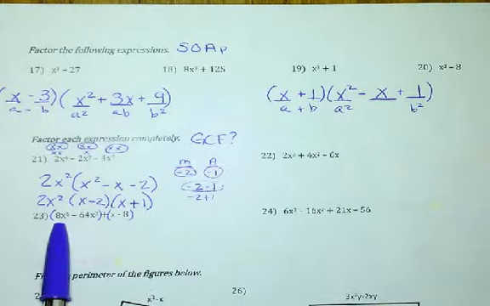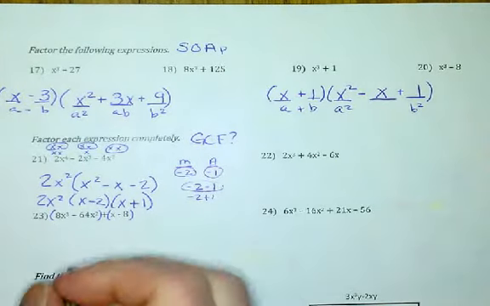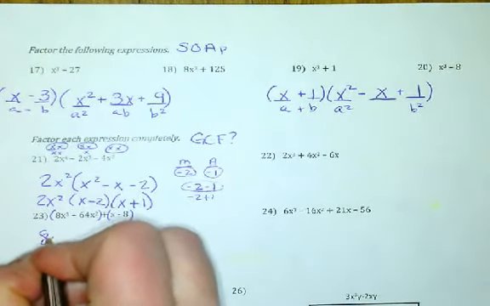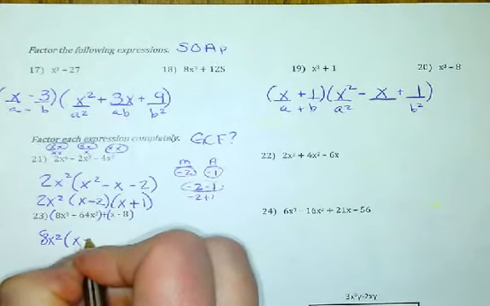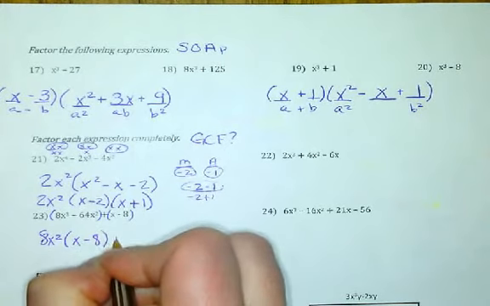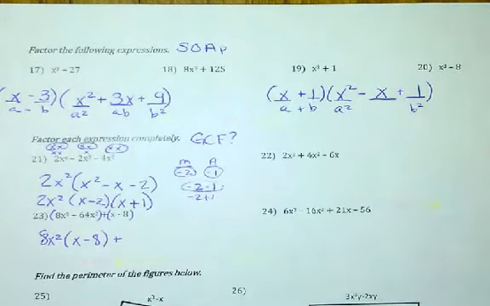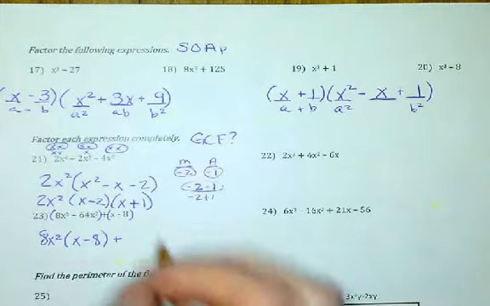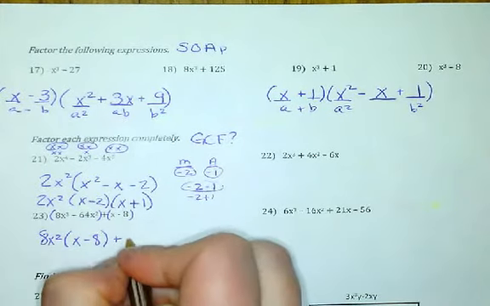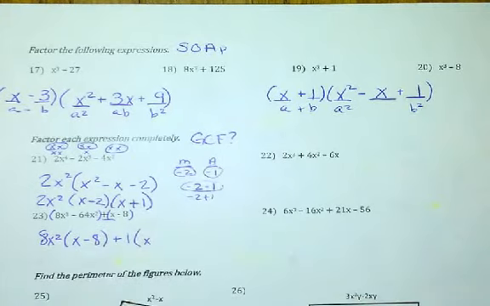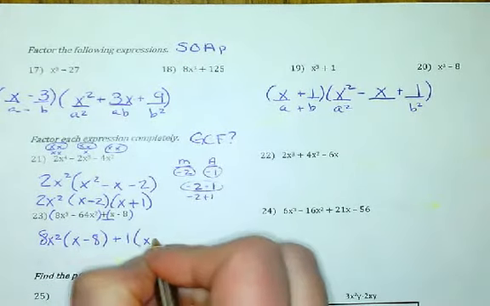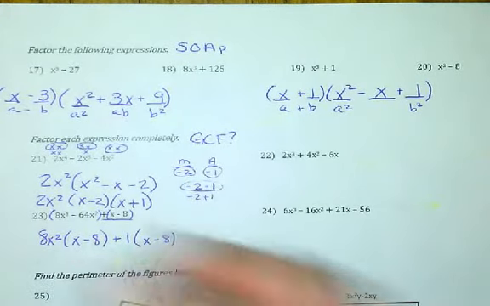So the greatest common factor of 8x cubed and 64x squared is 8x squared. And then on the inside, I would have an x, and I would have an 8. And then here, I'm going to put my plus sign. Okay. And then the greatest common factor of x and negative 8 is 1. 1 times x will give me back that positive x. And positive 1 times negative 8 is negative 8.